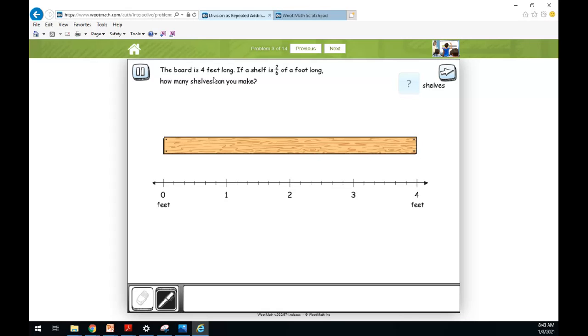If a shelf is 2/6 of a foot long, how many shelves can you make? So first we're going to think about what type of division problem we have. We have a total divided by an each. We're figuring out the number of groups. We're doing repeated subtraction, or skip counting, the opposite of multiplication. How many shelves can you make?